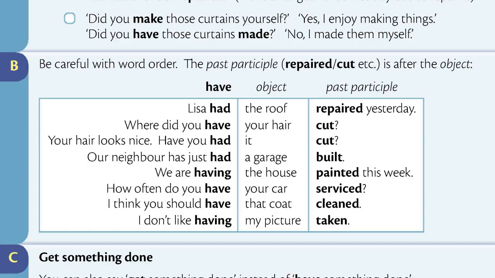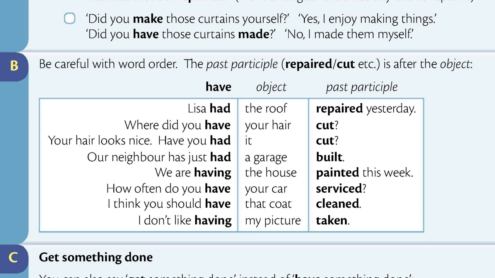Section B. Be careful with word order. The past participle, repaired, cut, etc. is after the object. Lisa had the roof repaired yesterday. Where did you have your hair cut? Your hair looks nice. Have you had it cut? Our neighbour has just had a garage built.